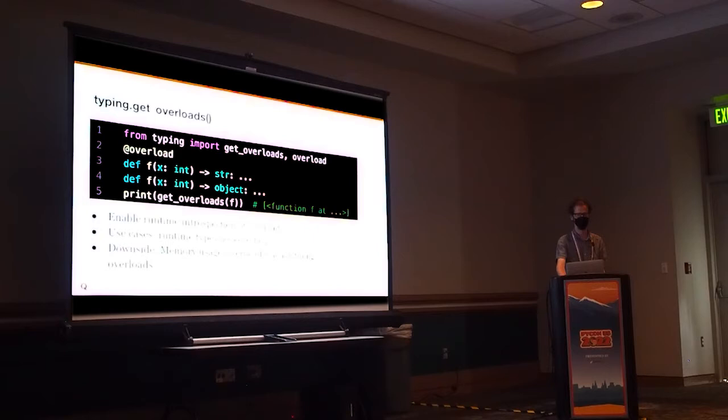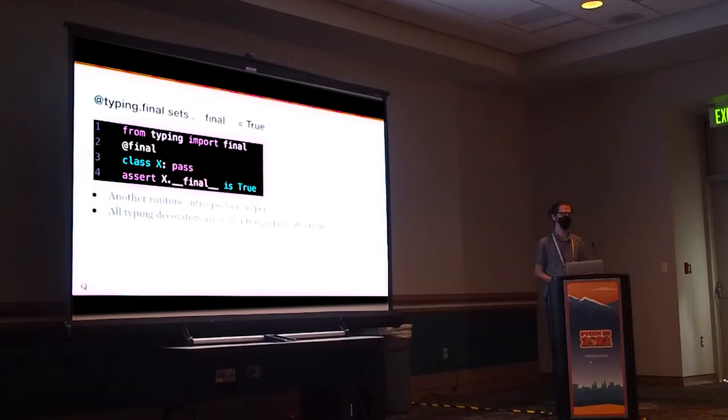Similarly for final, it was also impossible for a runtime type checker to support not subclassing a final class, because final just returned a class unchanged. There's no way to know that this class was decorated as final. So now we add this dunder final attribute on the decorated class or method when you apply it. And I think this now means that all typing decorators are introspectable at runtime if you need them.